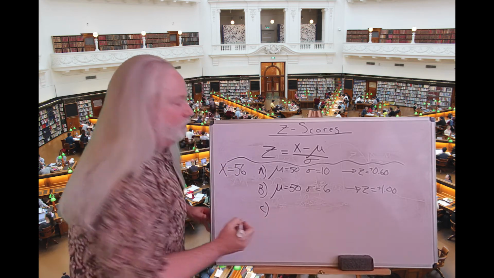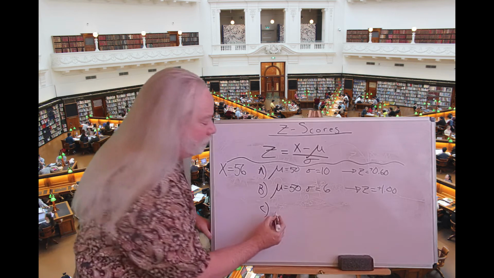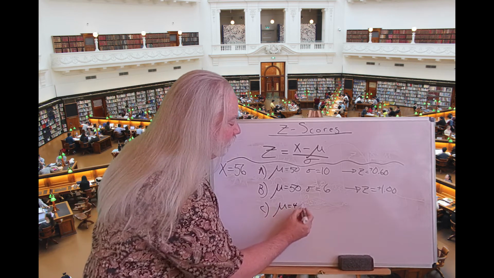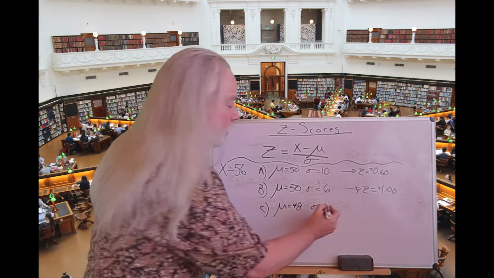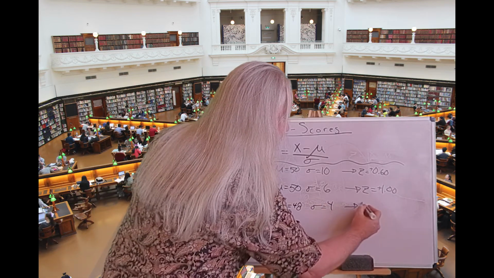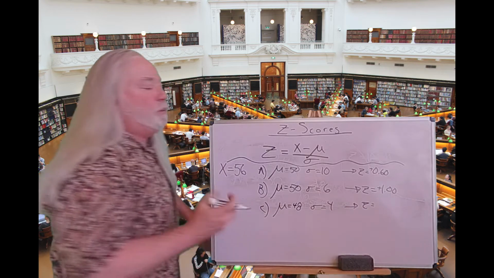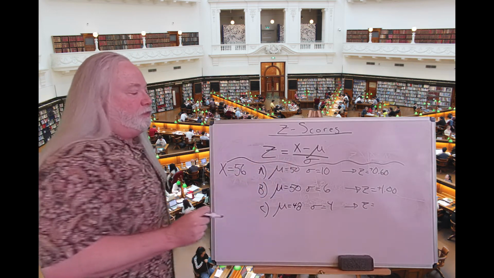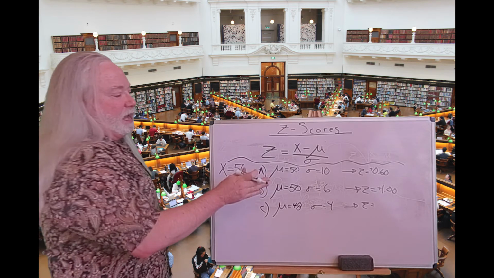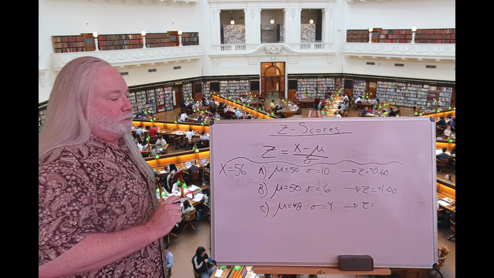So let's see what C gives us. Here we're going to change the mean now to 48 points. The standard deviation is 4 points. And again, what's the z-score equivalent here? So 48 minus 50 divided by 4.